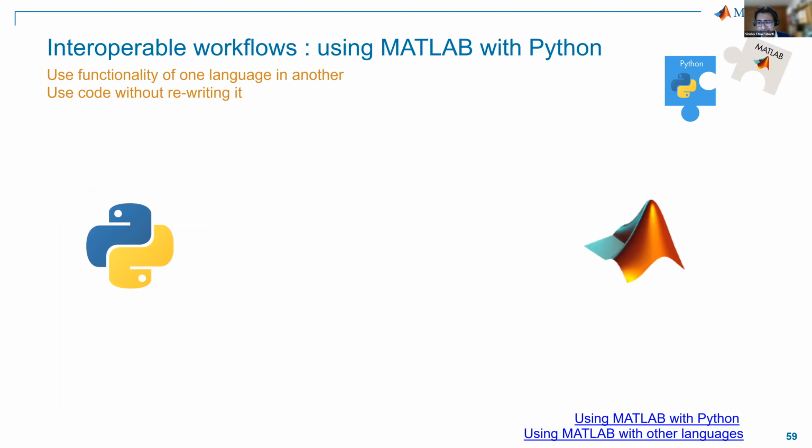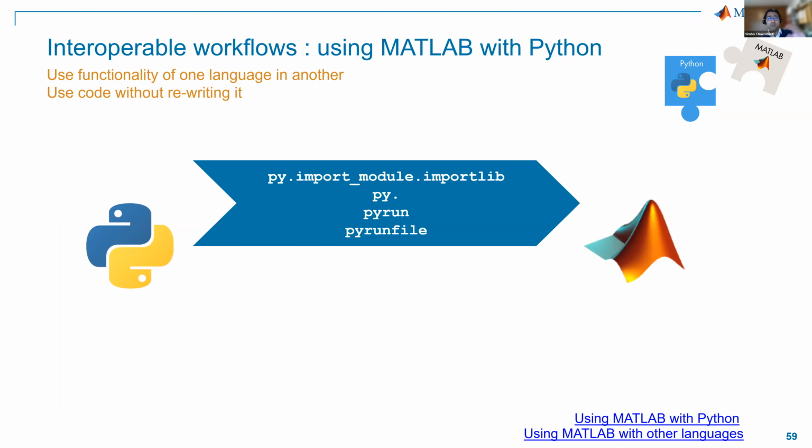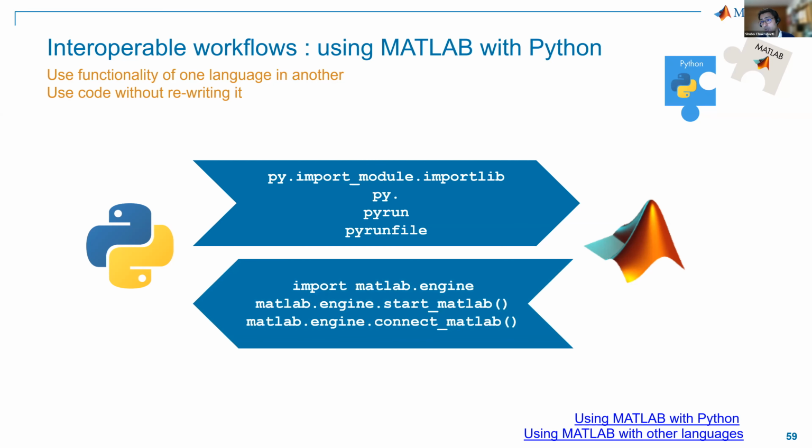In terms of interoperability, Rob touched on this. Python and MATLAB, you might want to use the functionality of one language and another, or use code without having to rewrite it. So from the Python to the MATLAB side, you can use this command called py, and then you run Python commands or run entire Python files from MATLAB. And on the other side, we have this thing called MATLAB Engine, which you can pip install on the Python side, and then you can import MATLAB Engine like you would import a Python library, and then you can start a MATLAB session from Python or connect to an ongoing MATLAB session and gain access to your variables in the workspace.